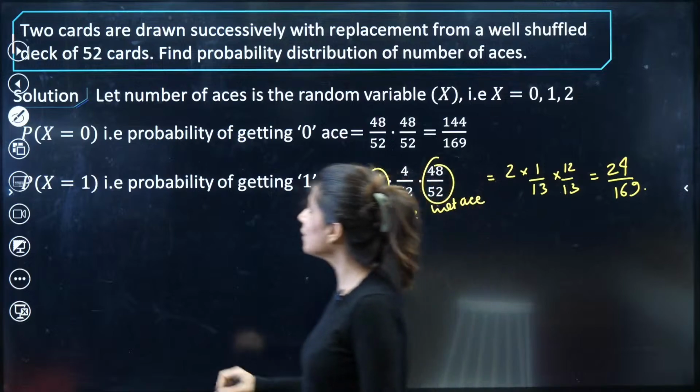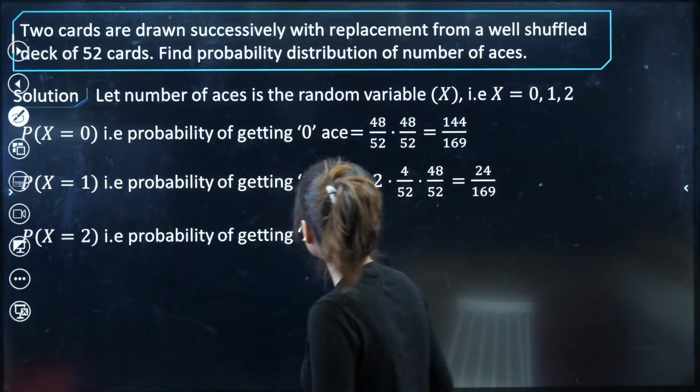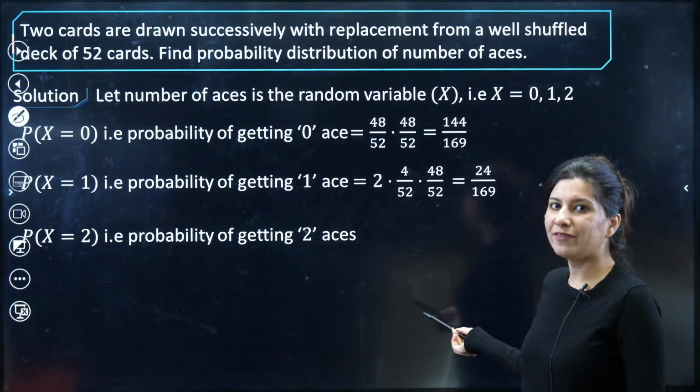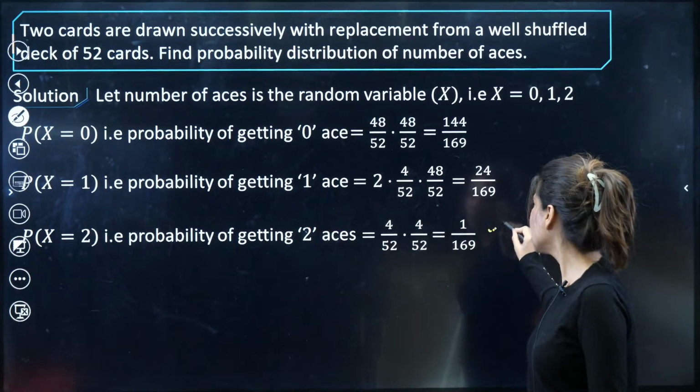And now the probability of getting 2 aces, both the aces. So simple. 4 by 52, 4 by 52. So 1 by 13, 1 by 13. So this is 1 by 169.